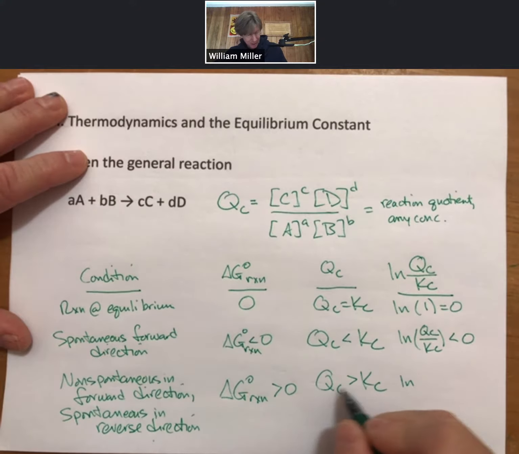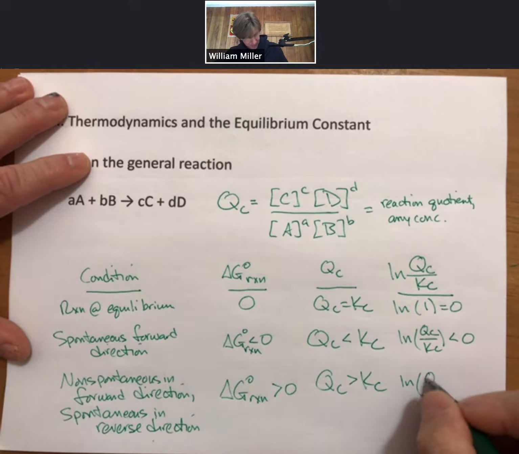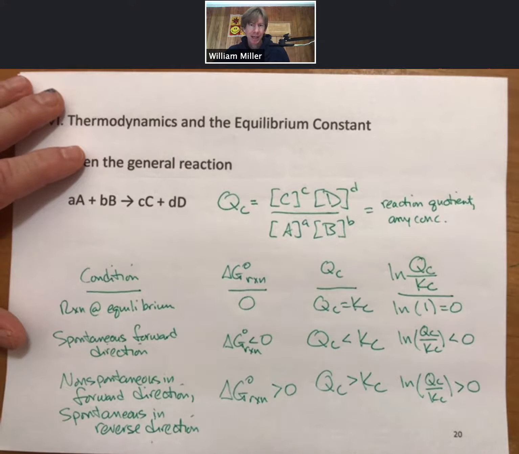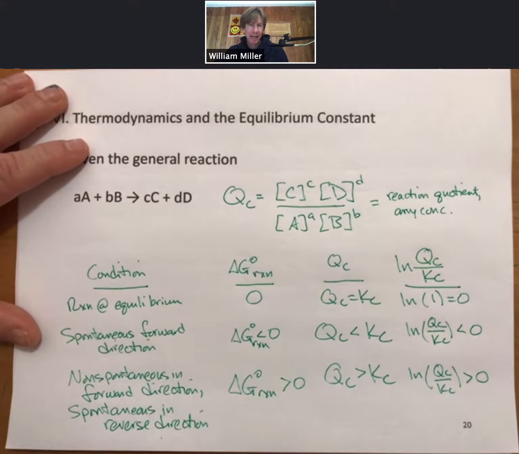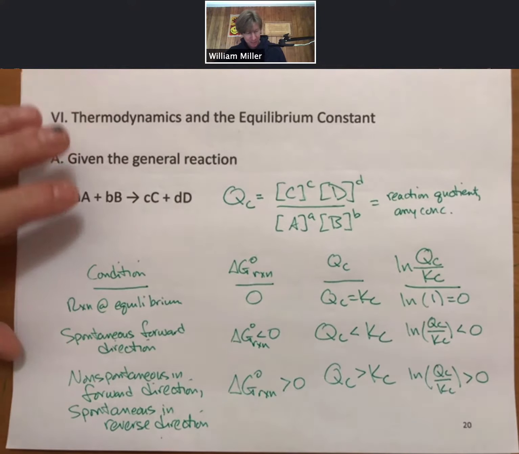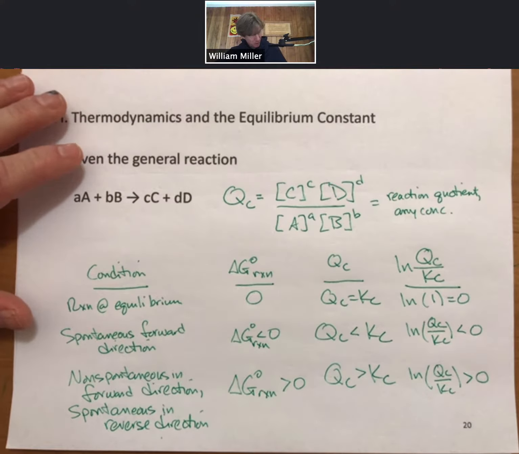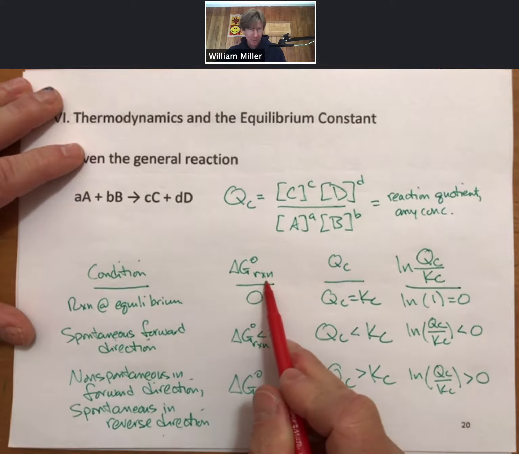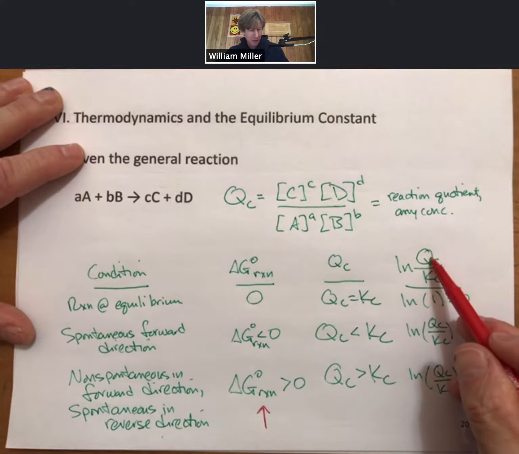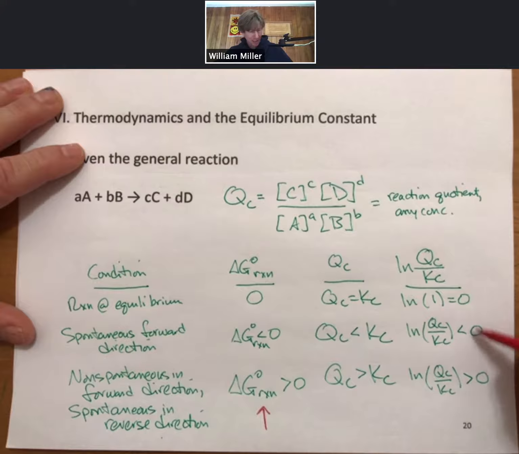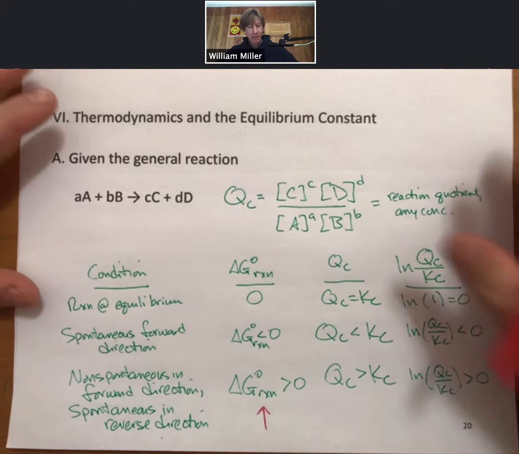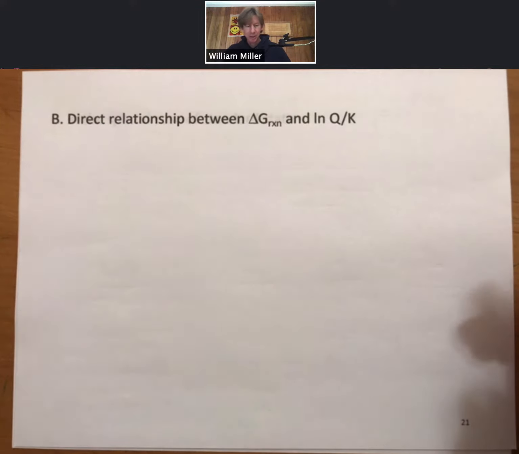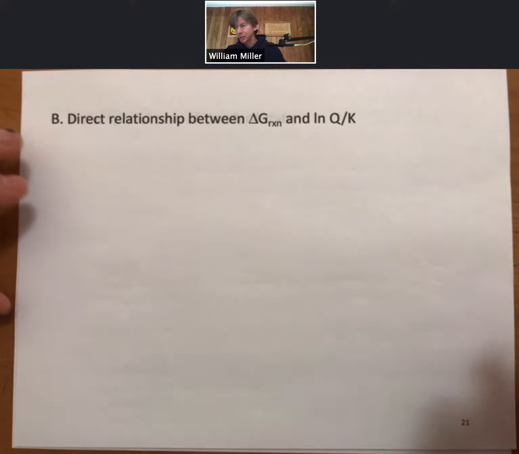And if QC is bigger than KC, the natural logarithm is greater than 0. This is not a proof by any means, but it does show you that there's a correspondence, at least in sign, between delta G not reaction and ln of QC over KC. They all have the same trends. That's as much as we're going to do, and then I'm going to introduce the direct relationship between delta G reaction and ln of Q over K.